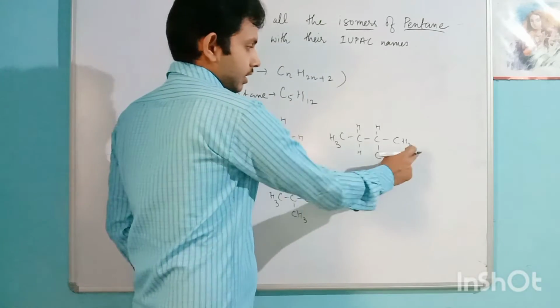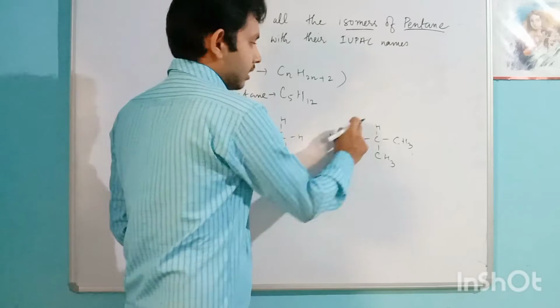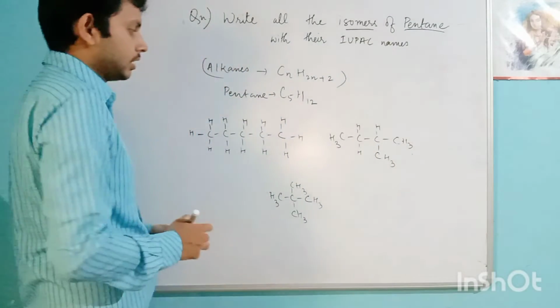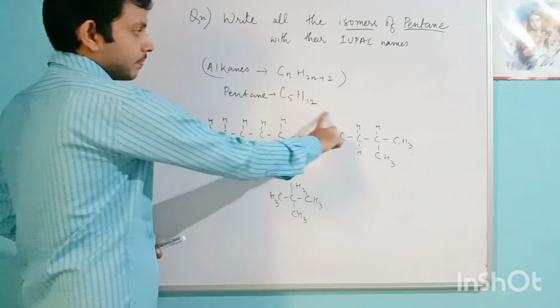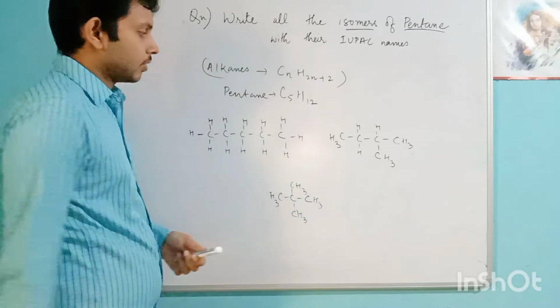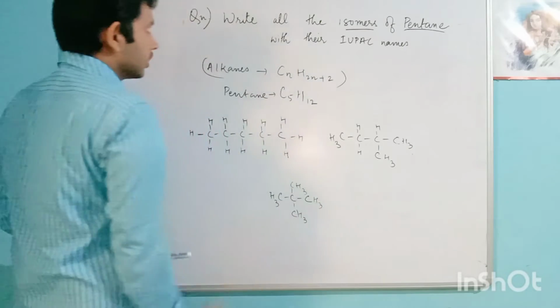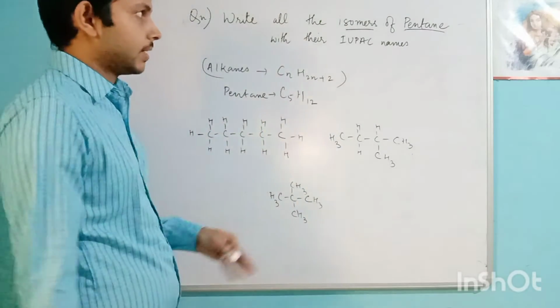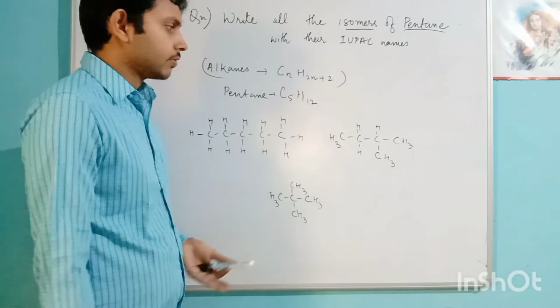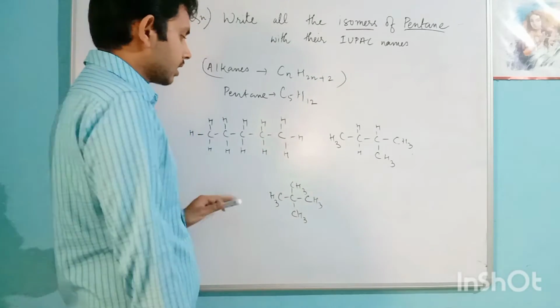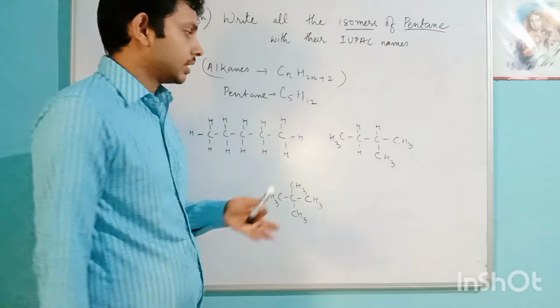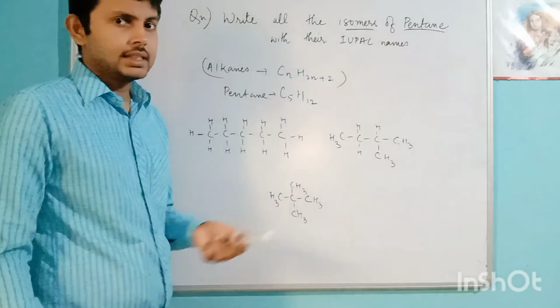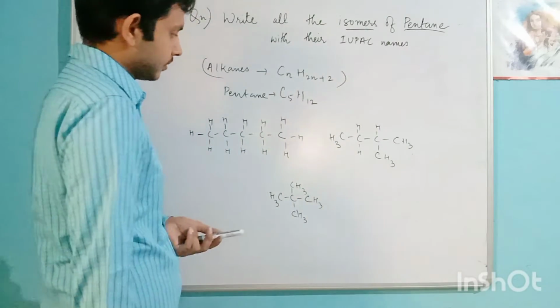3 plus 3 plus 3, how much? 9, 10, 11, 12. Okay, so these have the same molecular formula but different structural formula. So these are called isomers of pentane. This type of question is asked several times in board exams, in CBSE, ICSE and other state boards also.